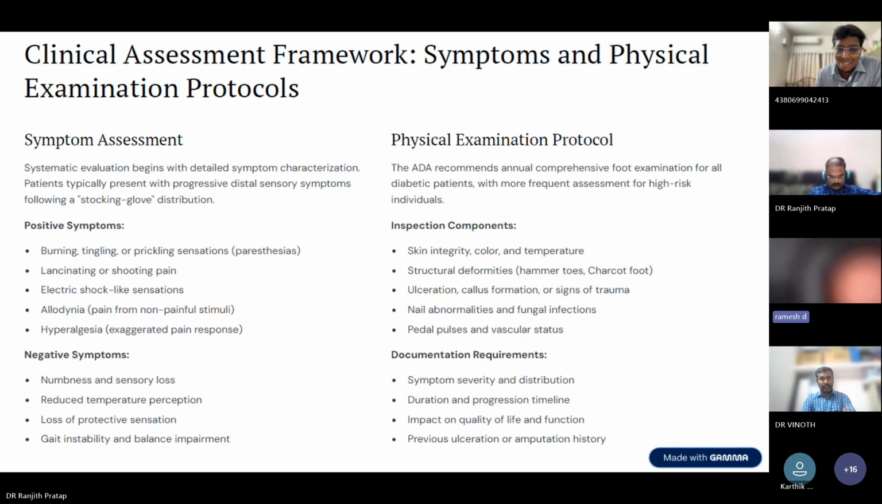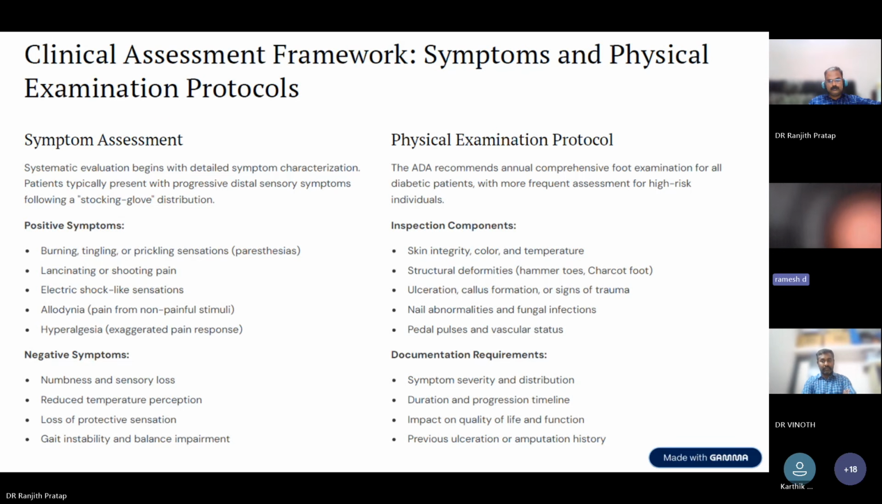There may be a foot at risk. So you have to inspect the foot for skin color, temperature, integrity, structural deformities, especially hammer toes, Charcot foot, callus formations, ulcerations, signs of trauma, especially microtrauma, nail abnormalities, and fungal infections. Then you have to assess the vascular status, especially the dorsalis pedis artery pulse, and if we can, do the ankle-brachial index also. For the documentation, you have to document the history and physical examination. Then move on to the clinical examination. Next slide, sir.